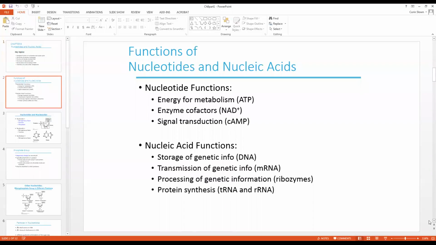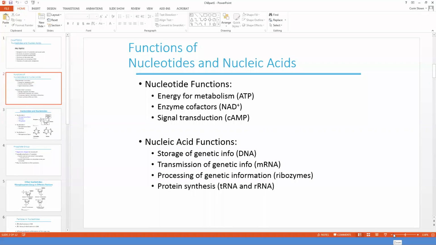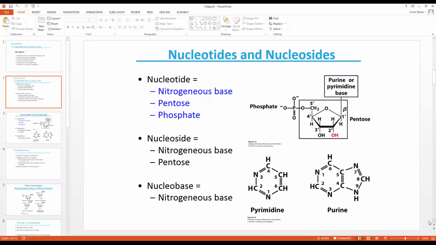So there are a variety of functions of nucleotides. Energy for metabolism we see in the form of adenosine triphosphate. We see enzyme cofactors like NAD+ or NADH that are electron transport. And then we see signal transduction like cAMP. And then we also have the storage of genetic information in terms of DNA, the transmission of genetic info like mRNA, as well as ribozymes, and then protein synthesis, the tRNA and rRNA.